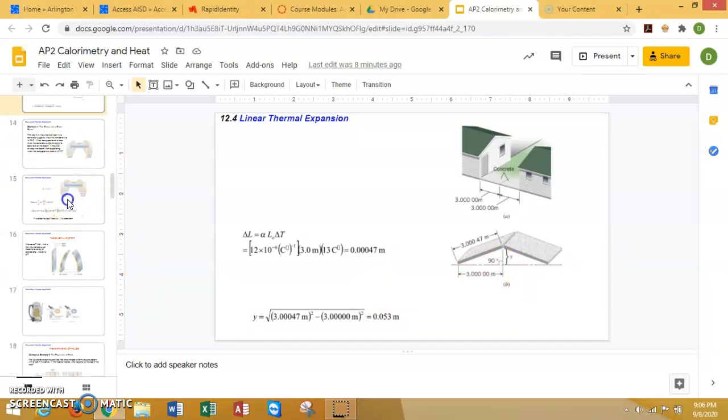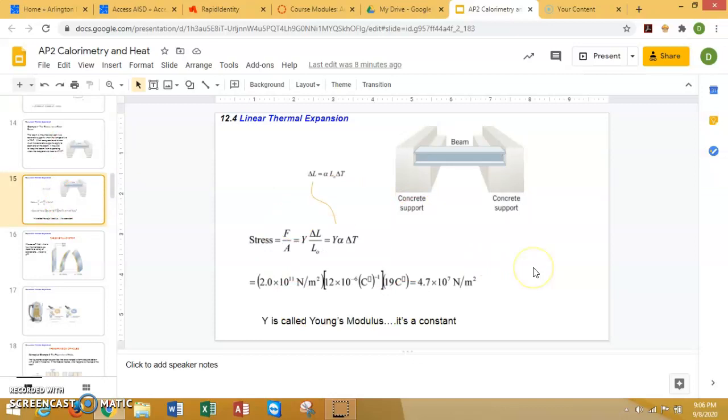There are some examples. This right here is a little more complex than we need. We haven't really talked about stress. This is really more of an AP3 thing, but I put it in there, and I probably shouldn't have. Y is called Young's modulus. It's a constant. People kind of freak out when they see this. You get this wacky looking thing from basically taking this equation and putting it in there. But all I want you to know is that it's really usually a lot of plug and chug.